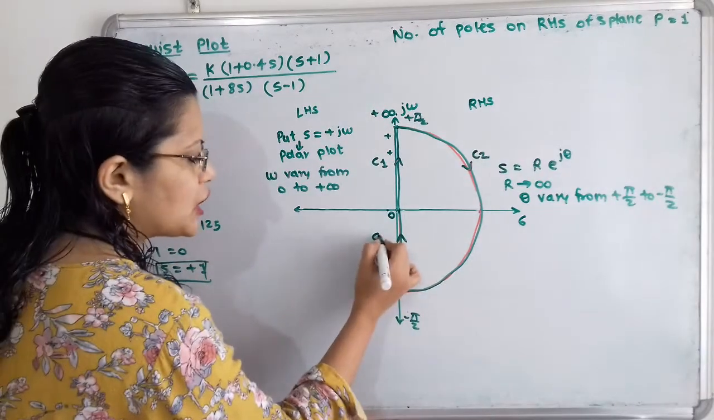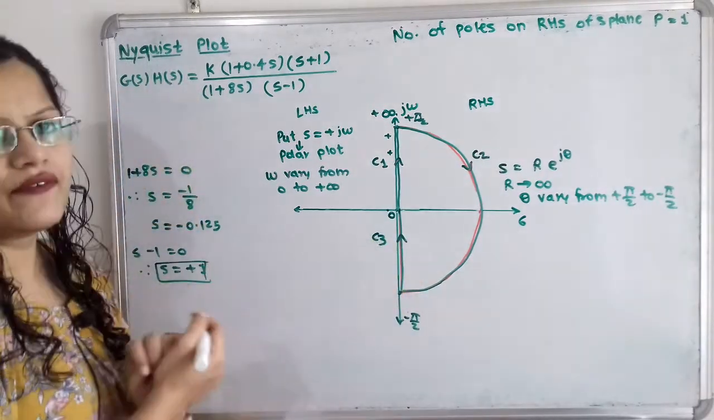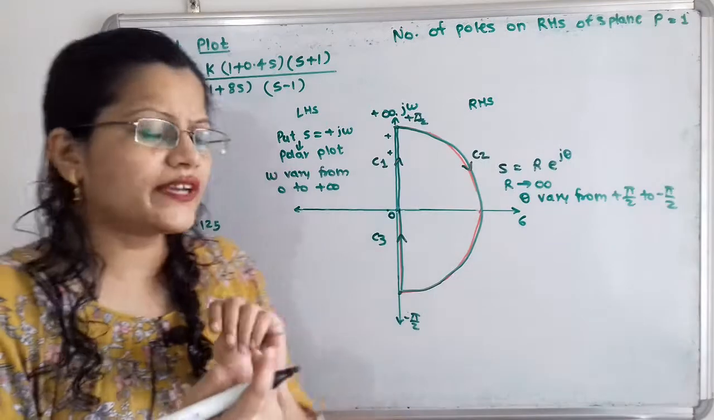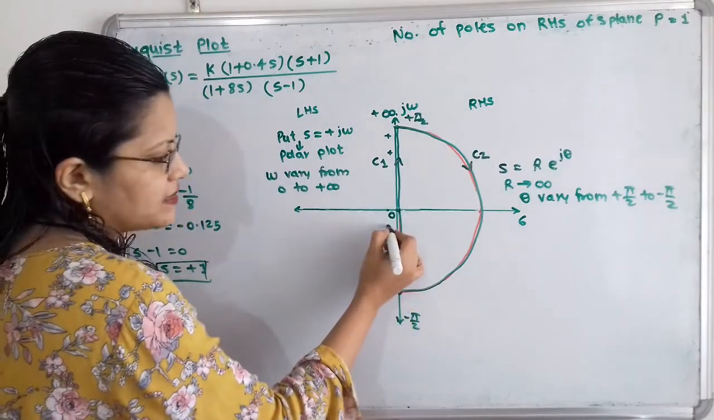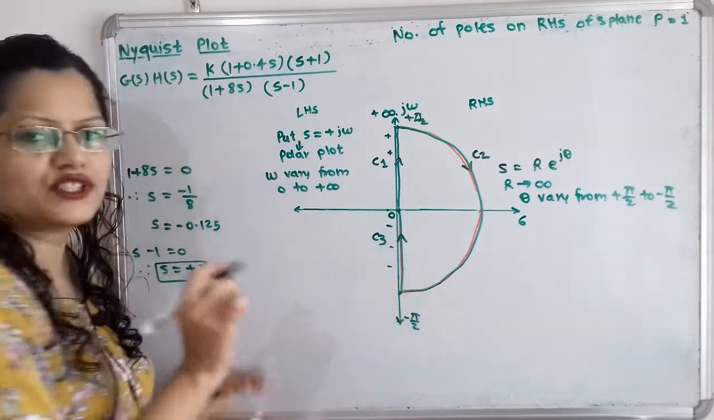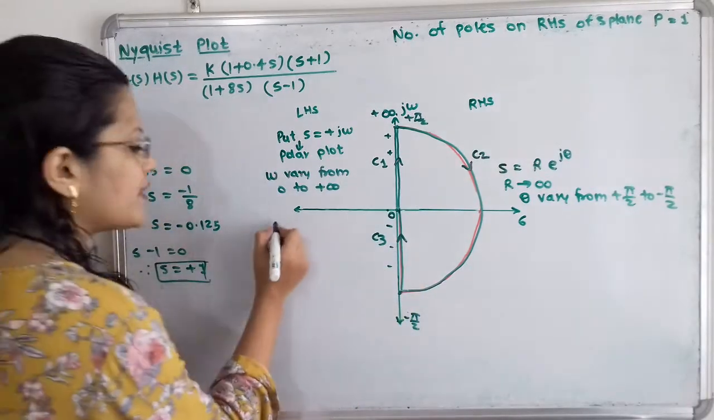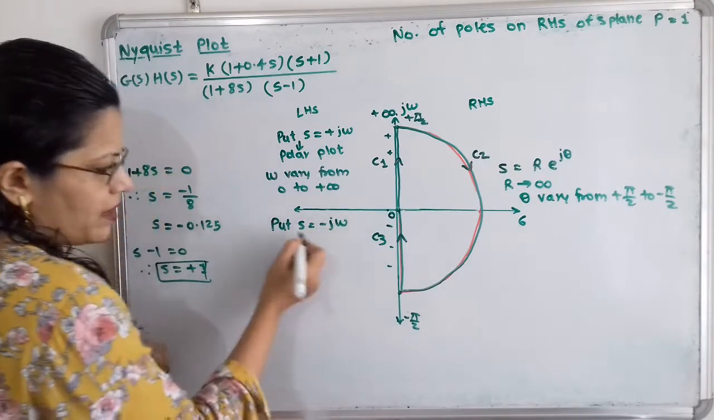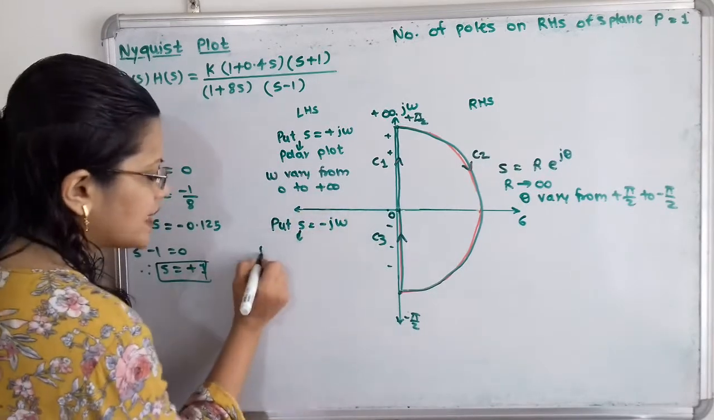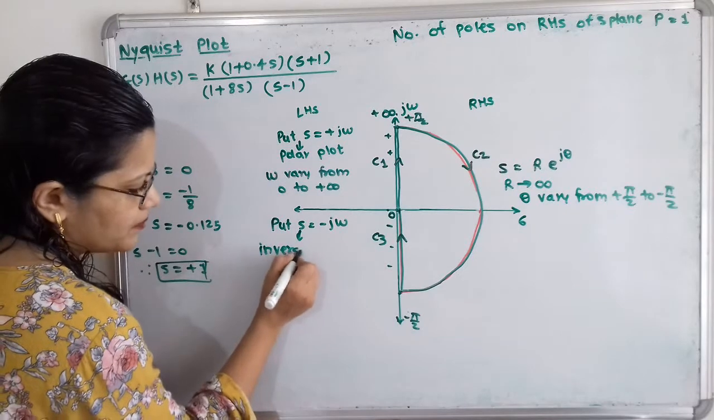Here this is the section C3. Now how will we define the section C3? If we observe, this is on the lower part of the imaginary axis, and all the signs for this imaginary axis are negative. So we have to put here S is equal to minus j omega, and this plot is known as inverse polar plot.